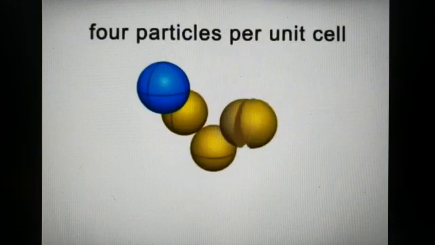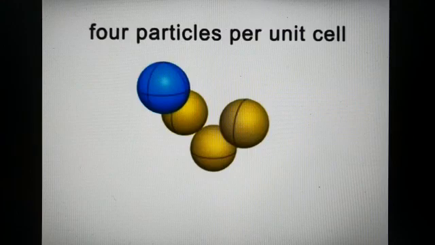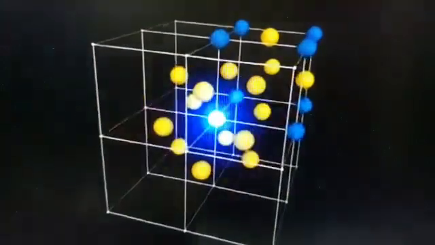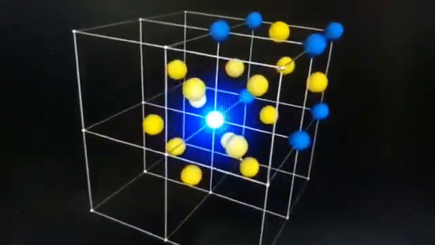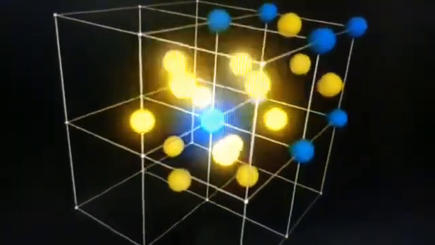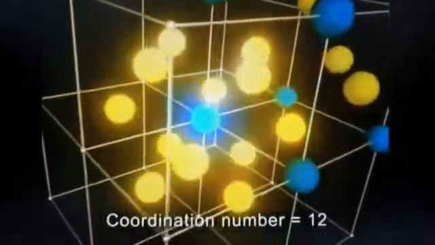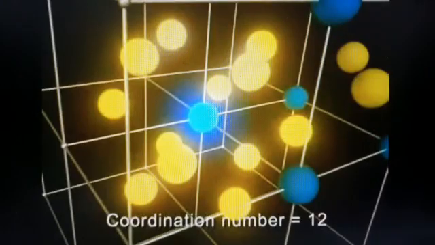The actual unit cell consists of portions of particles at the corners and in the faces. 8/8 at the corners gives 1 particle, and half a particle in each of 6 faces gives 3 more, for a total of 4 particles. In this tiny portion of a face-centered cubic array, notice that a given particle has 4 nearest neighbors around it, 4 more above, and 4 more below for a total of 12 nearest neighbors.